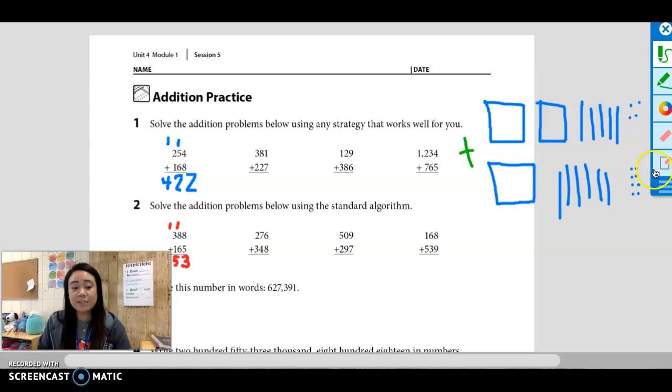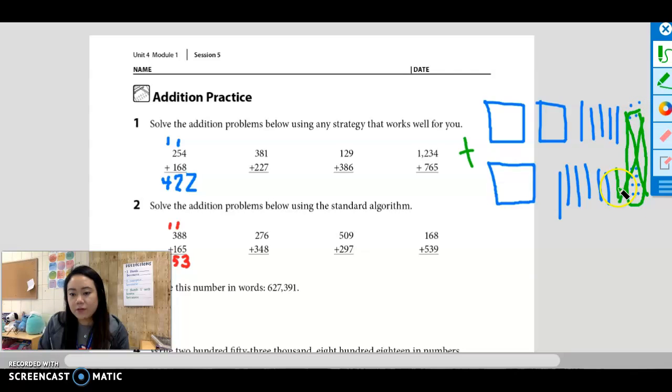I always start with the ones because it's easier to regroup and move around the ones. So I have 1, 2, 3, 4, 5, 6, 7, 8, 9, 10, 11, 12. But wait a minute. I think I can grab just 10 of these here. And 10 of these is the same thing as one of these. So I'm going to cross that off.